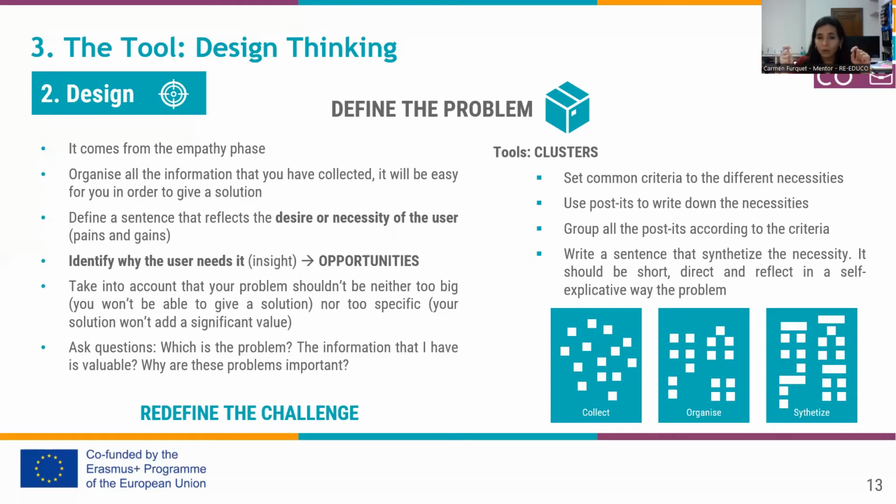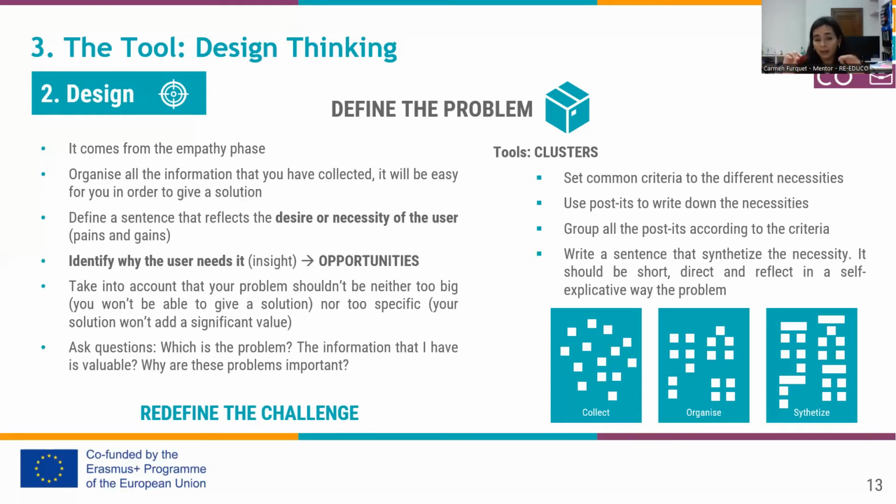I recommend you to use Post-its, to write down the necessities, and to set common criteria to analyze or to organize these necessities. As we can see in the three images below, we have a collect phase in which we have all the Post-its not organized with all the information. And then we have the organization phase, in which, using these criteria, we have grouped the different necessities according to these criteria.